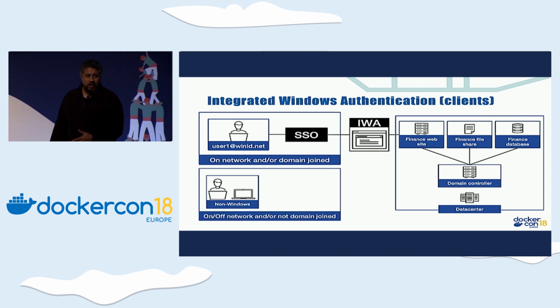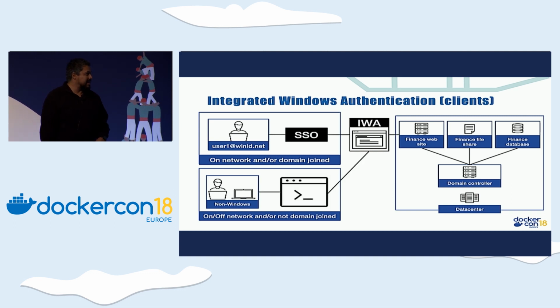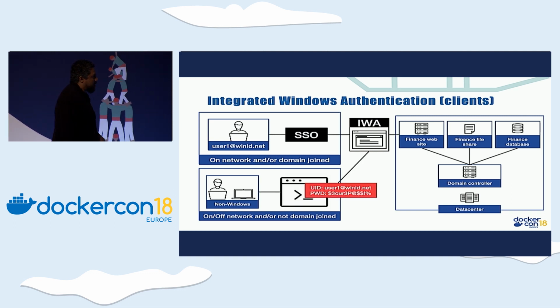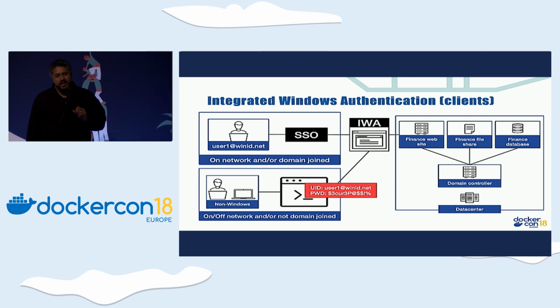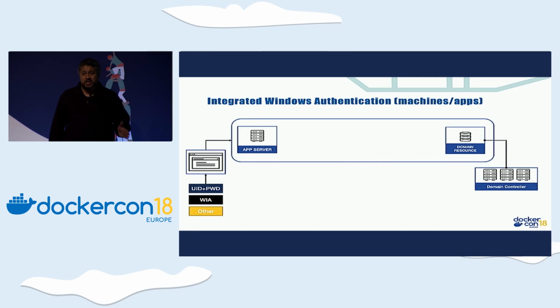When I'm on a non-Windows environment, or I'm off network, or I'm not domain joined, I can still get a kind of an IWA experience, but I'm going to get prompted for a user ID and password. In this case, I'll put in my user ID and password, and then I'll be able to authenticate, and I'll get access to those back-end services. So let's look at what that looks like from the back end.